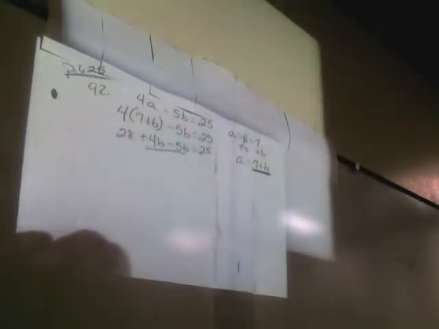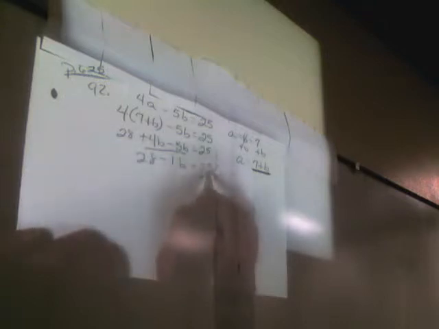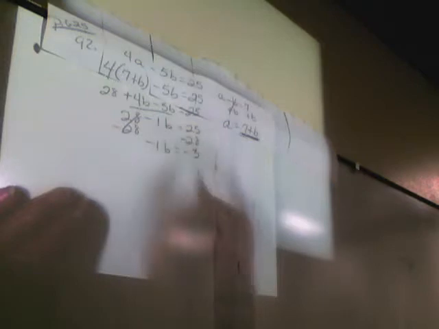We can distribute. 4 times 7 is 28. 28 plus 4 times b is 4b, minus 5b equals 25. 4b minus 5b is negative 1b. So we have 28 minus 1b equals 25. If we subtract 28 to get the b by itself, we'll have negative 1b equals negative 3. So divide by negative 1, b is 3.